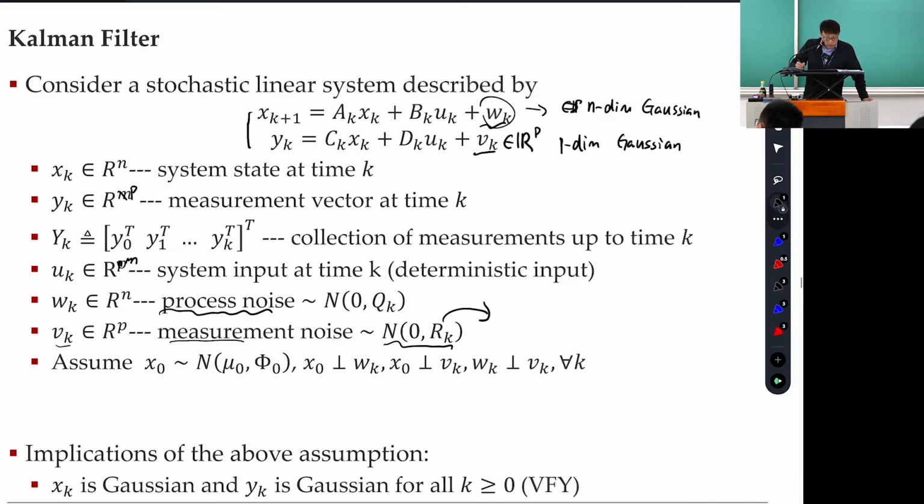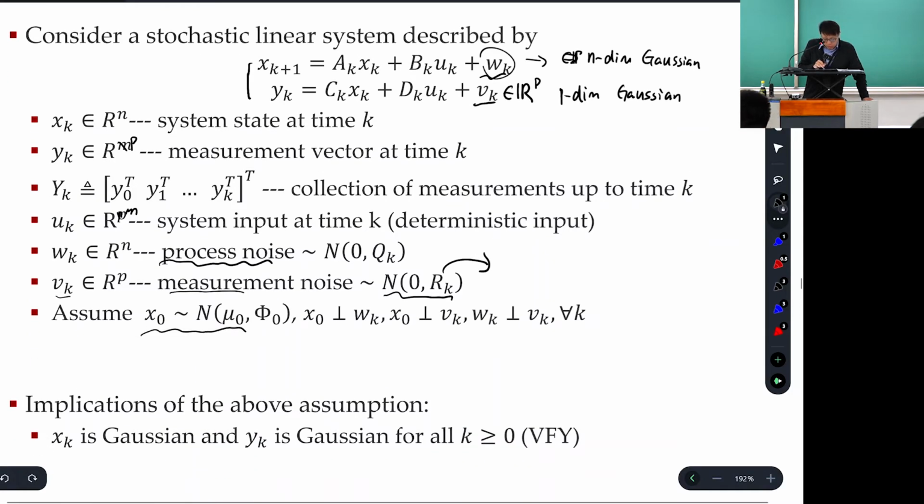You also don't know the initial distribution exactly. You have an expected value mu0 and some covariance matrix capital Phi of 0. The assumption is that the initial state is independent of the process noise for all k. And x0 is also independent of the measurement noise, and the measurement noise and the process noise are also mutually independent for all k.